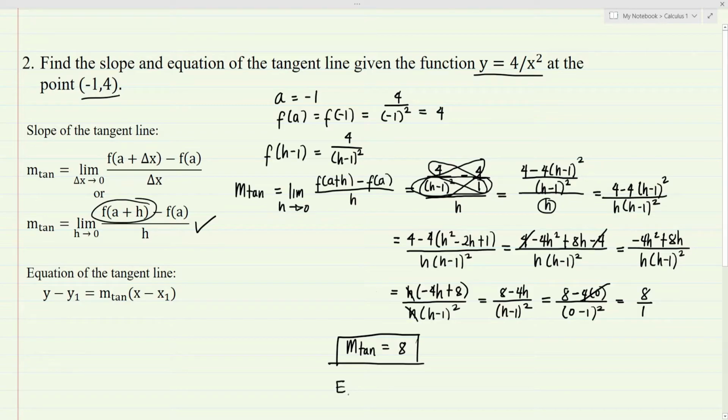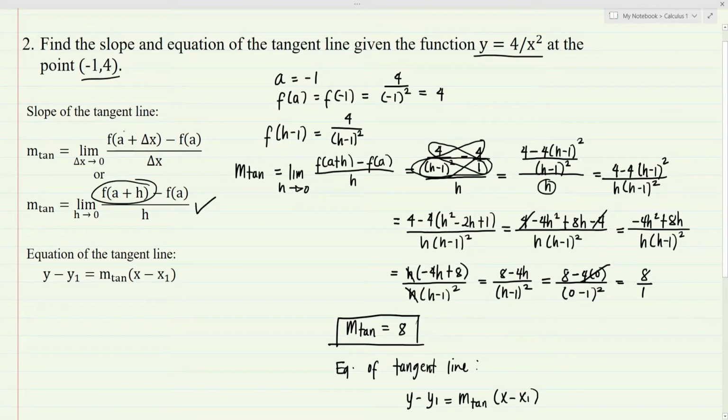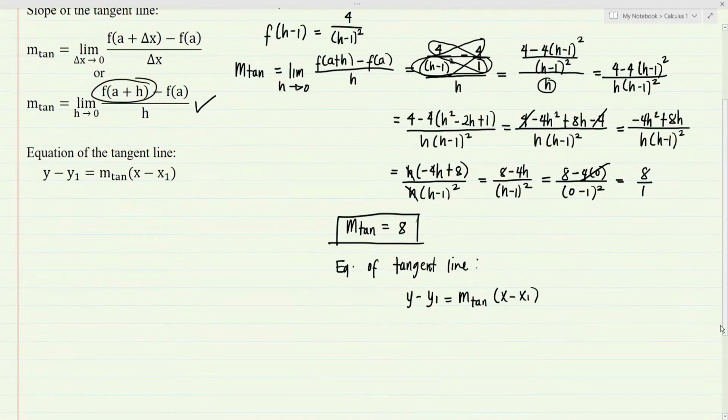As for the equation of the tangent line, we would use the point slope form. And that is y minus y sub 1 equals the slope of the tangent line multiplied by x minus x sub 1. X sub 1 and y sub 1 are negative 1 and 4 respectively. So I can substitute that together with the slope of the tangent line. I would have y minus 4 equals 8 multiplied by x minus negative 1.